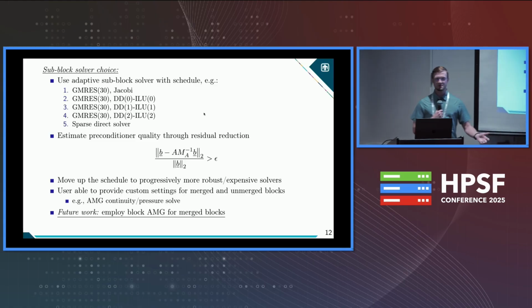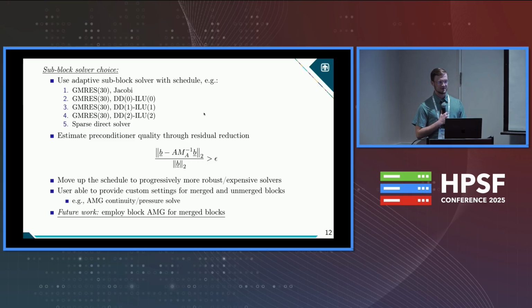Well, rather than try to do anything smart, we essentially do the dumbest thing possible, which is to use an adaptive approach where we start with relatively simple and cheap solvers. We try them out, we see if they converge. If they don't converge well, we reject them, and then we move on to the next most robust solver. So in this example here, we'll try GMRes Jacobi first. If that doesn't work, I'll reject it and try various flavors of domain decomposition until I finally get to the point where I'm so desperate that I just throw a sparse direct solver at it. Now note that a user can provide custom settings for all of this. And in the future, we're also going to explore using block AMG approaches for the merged blocks. But the point is these parameters that I've shown here are actually reasonably good for a large class of problems.